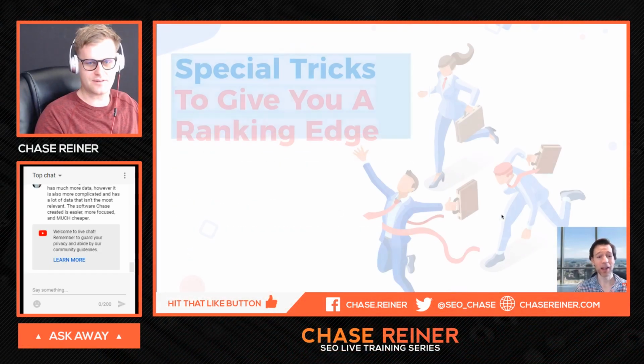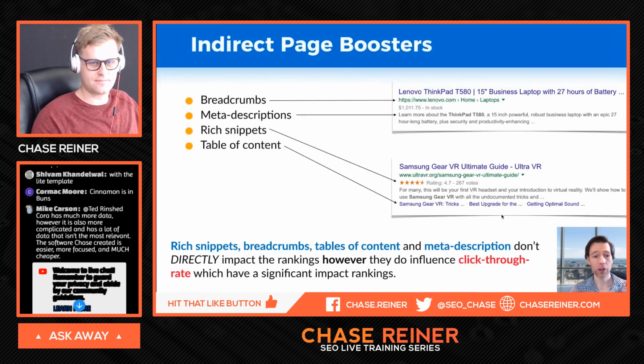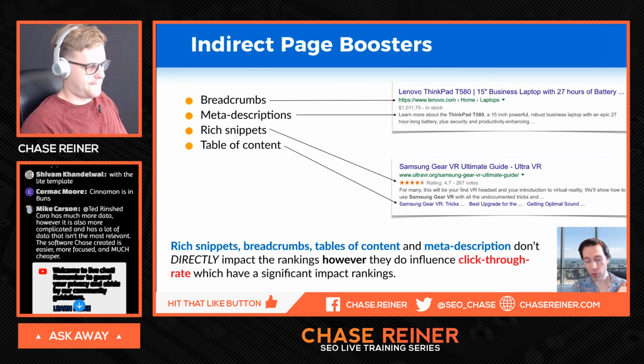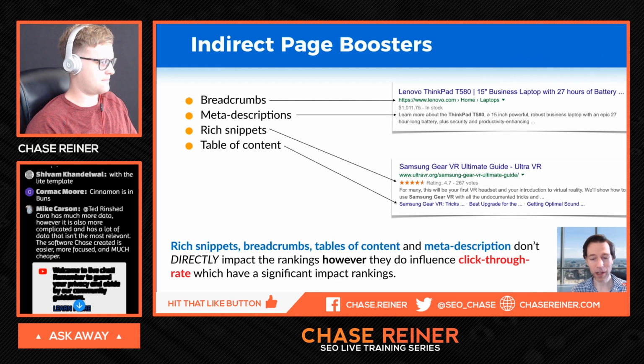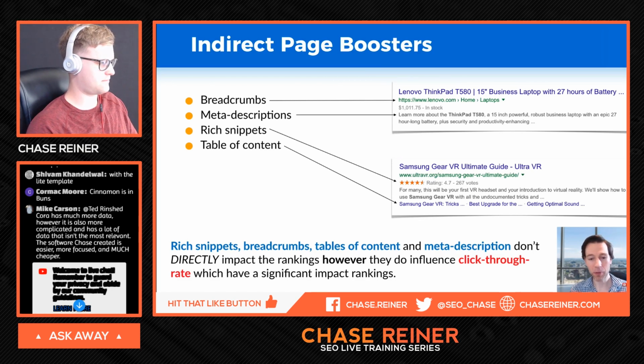So let's dive into some special tricks that give you an extra ranking edge. Now, the first set of tricks are going to be indirect page boosters. And what I mean by that is they're not specific ranking factors as soon as Google crawls, but they are long-term ranking factors. The reason for those is because Google will rank your page higher the more people click on it. And all these things are going to help increase the amount of people clicking on your page. So if you put these on your page, after maybe a month, 2 months, 3 months, you're going to end up ranking higher than someone that doesn't do this.